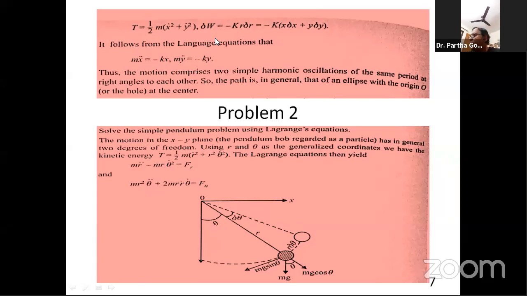The simple pendulum problem is the simplest problem, and we take this problem now and show how to solve it. We have solved it by applying Newton's law. We now show how to solve it by applying Lagrange's approach, or applying the Euler-Lagrange equation.